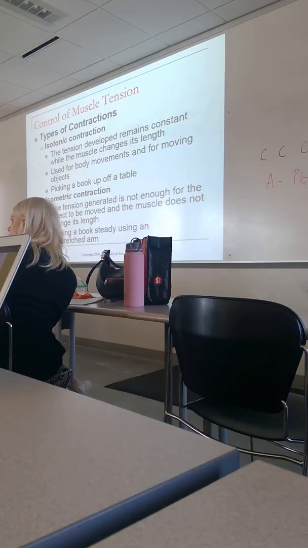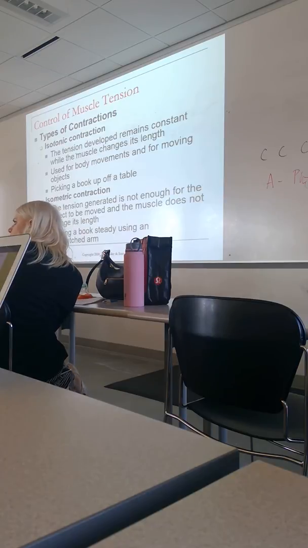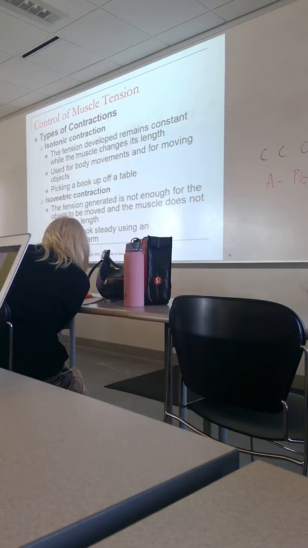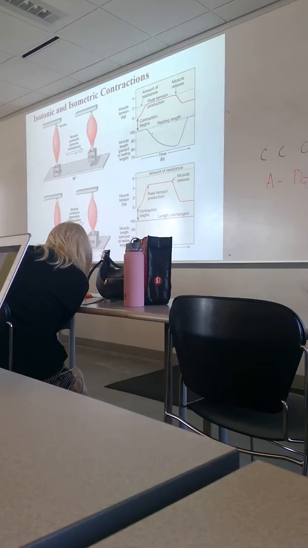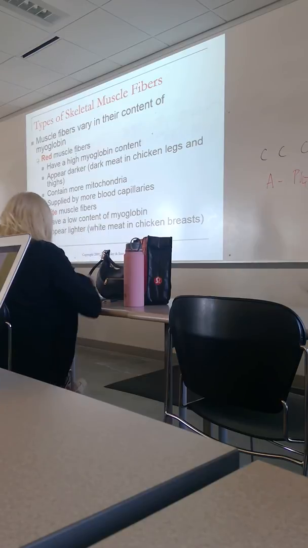Isometric, right? See, it didn't change. How about just plain walking? Isotonic, because it keeps changing. So remember, when there's an actual movement, that's isotonic. When you didn't move anything, that's isometric. Okay? So now we go to the types of muscle fibers.